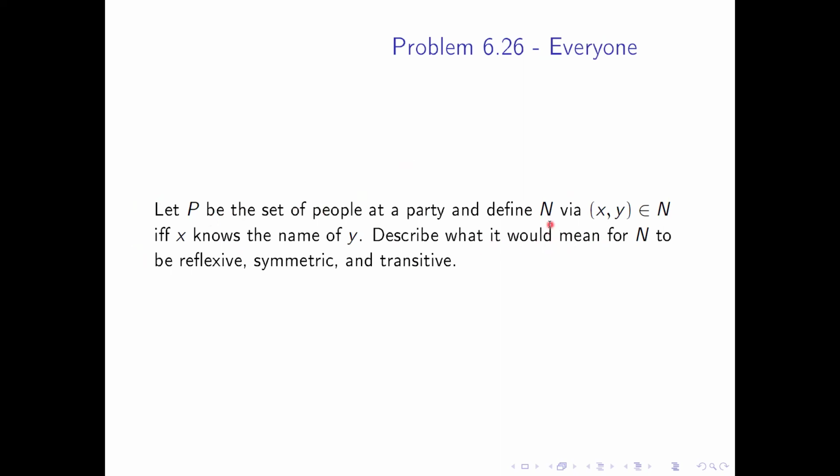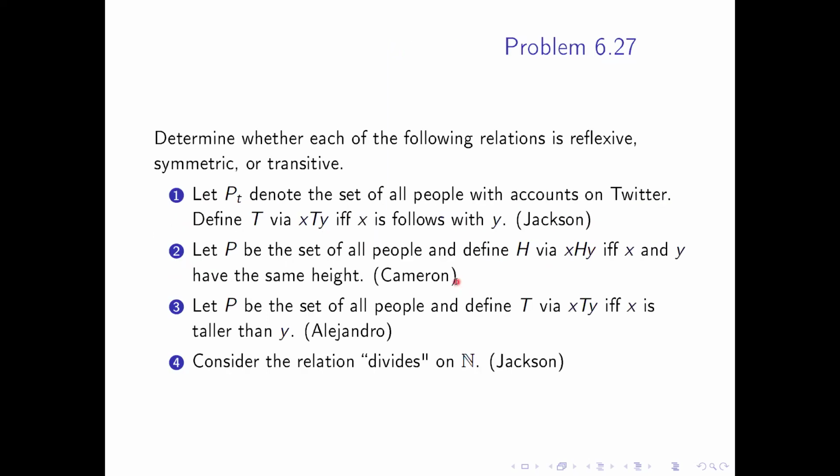Now let's consider what it looks like if I have a group of people at a party, where N is the relationship, so X N Y would be that X knows Y's name. What does it mean to be reflexive? Think about that. Symmetric and transitive. You might also think about which of these are realistic, that people actually could have if you pulled a party out. All right. Then I want you to come back and attempt this.